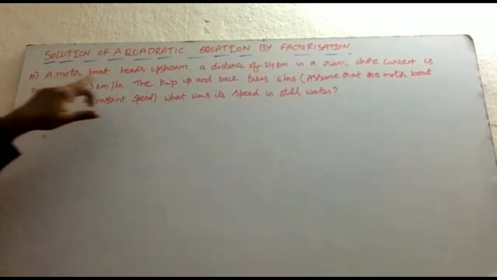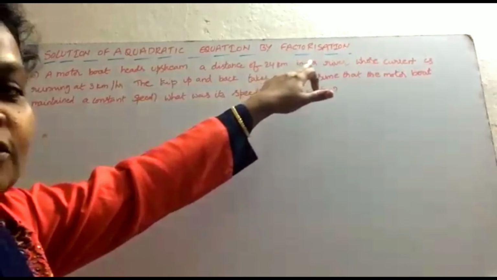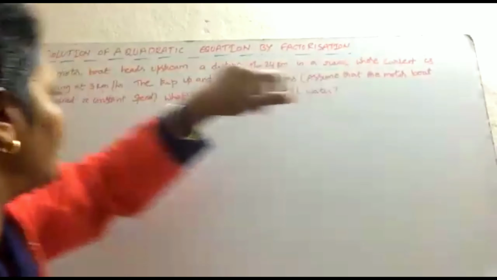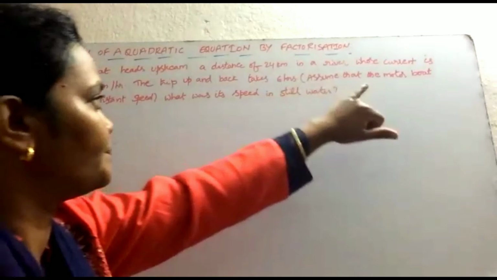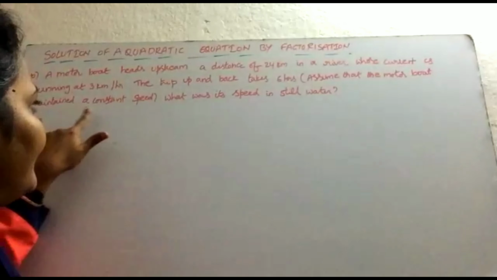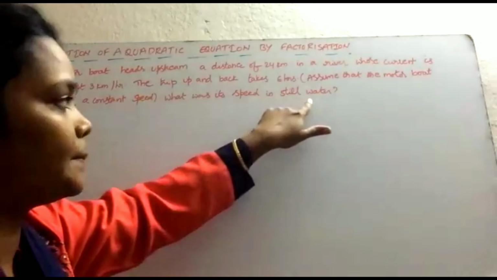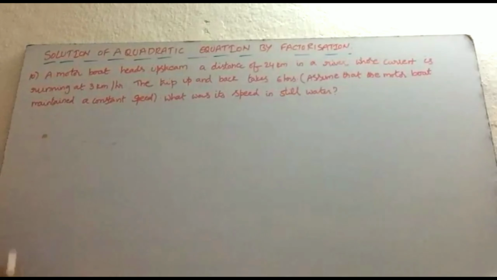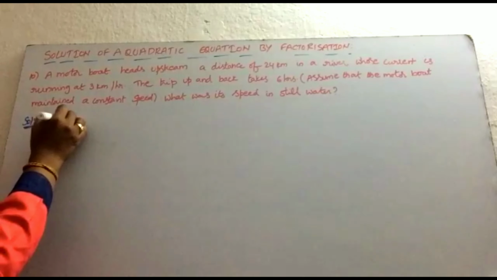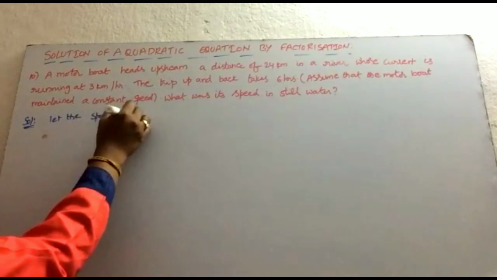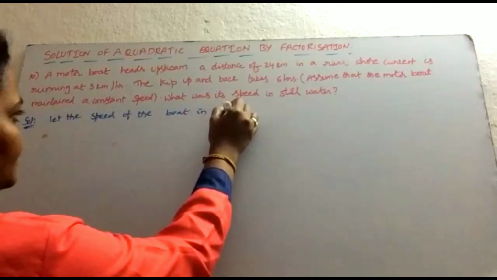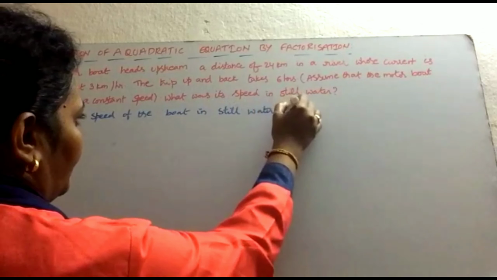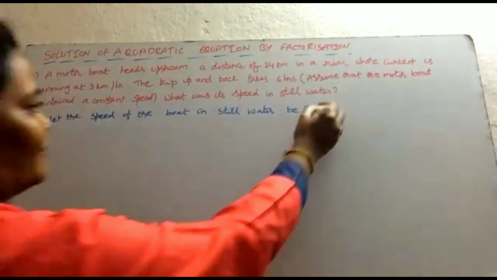Next problem. A motorboat heads upstream a distance of 24 kilometers in a river whose current is running at 3 km per hour. The trip up and back takes 6 hours. Assume the motorboat maintained constant speed. What was its speed in still water? So we will assume the speed of the boat in still water be x kilometer per hour.